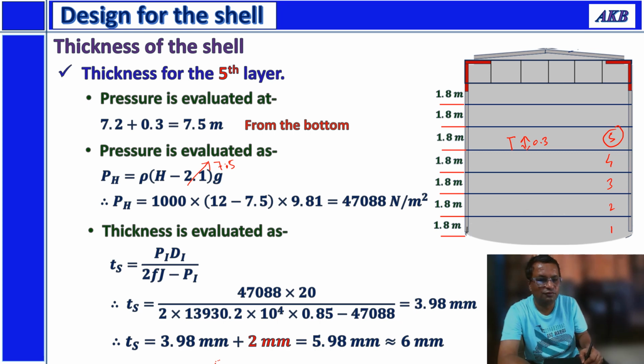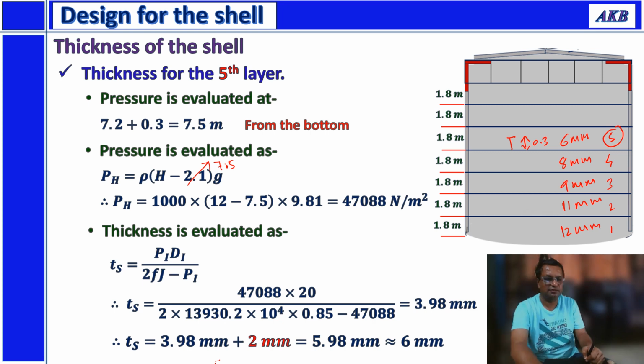Therefore for the fifth layer thickness will be 6 mm. For earlier layers it was 8 mm, 9 mm, 11 mm, and for the first layer it was 12 mm. Okay. Now let us do calculations for the sixth layer.